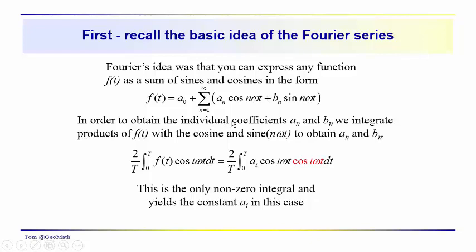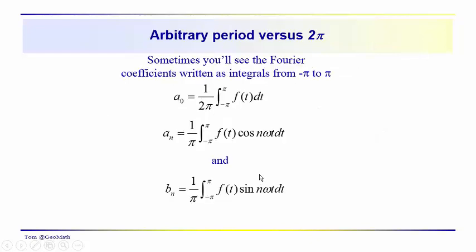So, as you remember, the challenge for us was to find these coefficients, the a sub n's, the b sub n's, and so on. And the way we did that was we used the sine and the cosine as filters to, in this case, filter out the ith term. And this is actually going to be the only non-zero integral because we have the cosine squared of i omega t. That's all positive. So it's going to have a positive area.